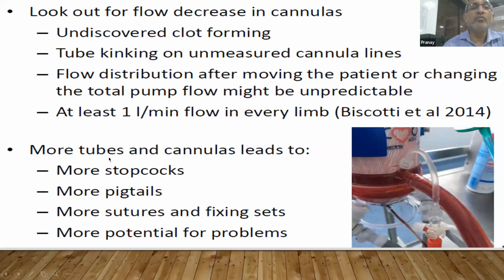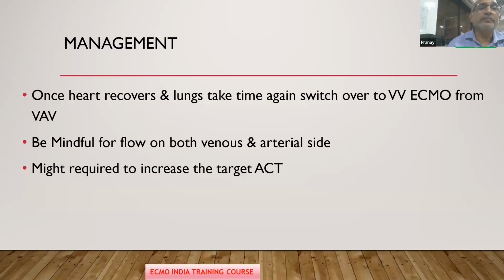Okay. Now, what are the things you should look for? You have to look for clot formation, whether it is taking place. You have to see whether any tube is getting kinked, whether the flow is getting distributed properly, and you have to at least maintain 1 liter of flow in every limb in adult patients. So on the venous side you should maintain 1 liter of flow, and on the arterial side also at least 1 liter of flow. Otherwise, clot formation can take place on the arteriovenous side. There will be more stopcocks, more pigtails, more sutures and fixing sets, and all that can create more problems.